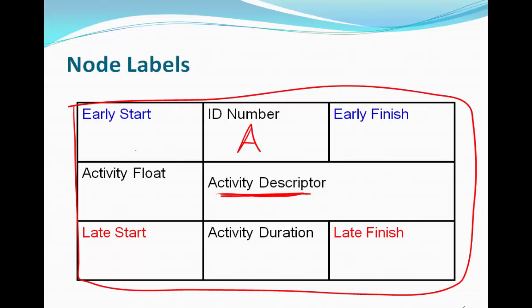And then we have six additional pieces of information that we would also add to this node. The activity duration, so if activity A takes 5 days to complete, we would write 5 to indicate the duration of this activity. And then we have early start, early finish, late start, late finish. We will go over these in a little more detail in the next few slides. And then activity float is what helps us determine the critical path in the network.